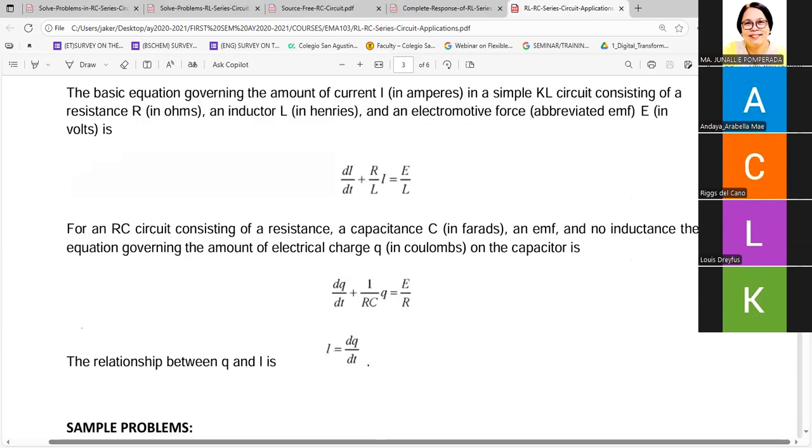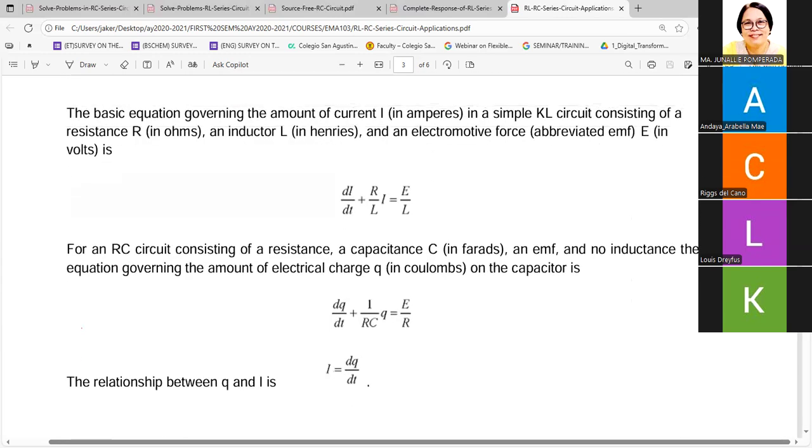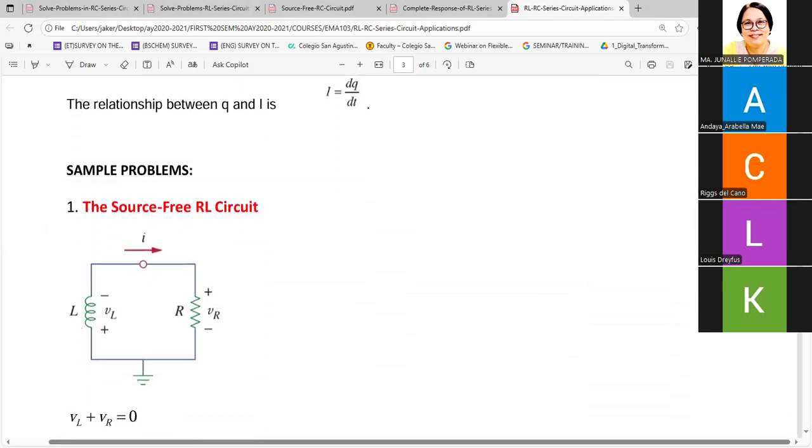And so far, before I discuss the sample problems, do you have any questions? You can even place your questions on the chat box if you do have questions so far on the intro concepts. Okay, there's none. Sige. So we'll go to the sample problems.